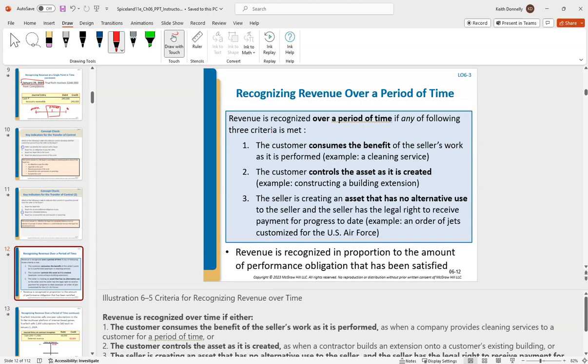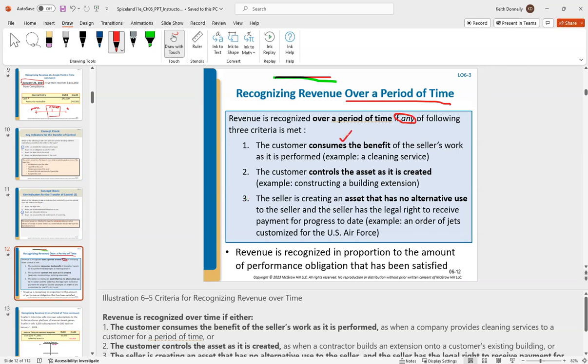Now they're talking about recognizing revenue over a period of time, right? So here, as we earn it, as we earn it, we recognize it over that period of time. When do you do this? What are the criteria that tell you that you need to recognize it over a period of time? Well, essentially, if any of the following, A, B, or C, 1, 2, or 3, happens, then you're allowed to recognize it over a period of time.